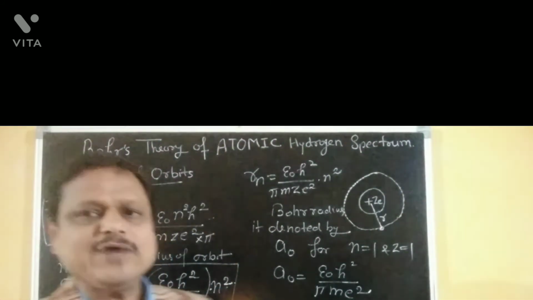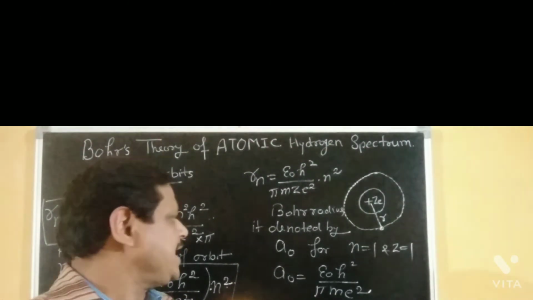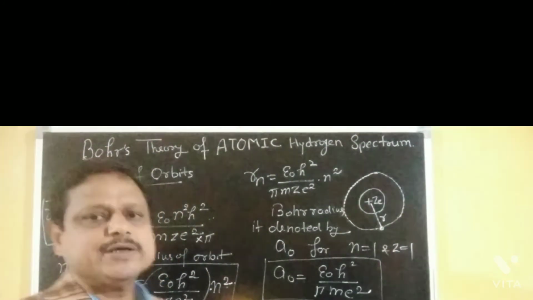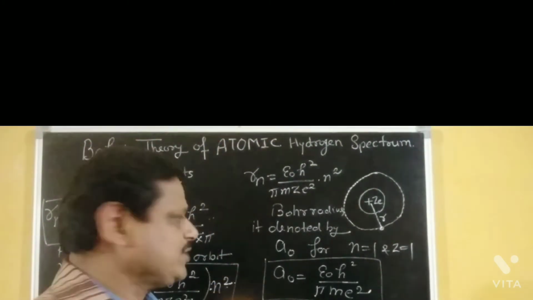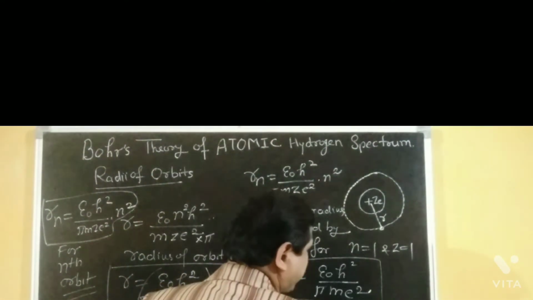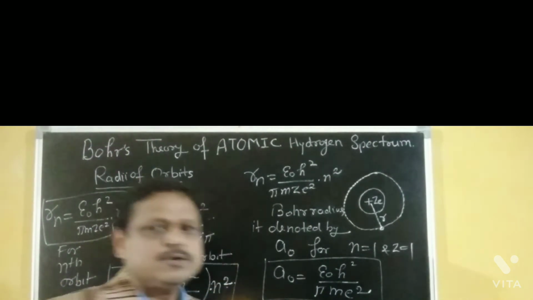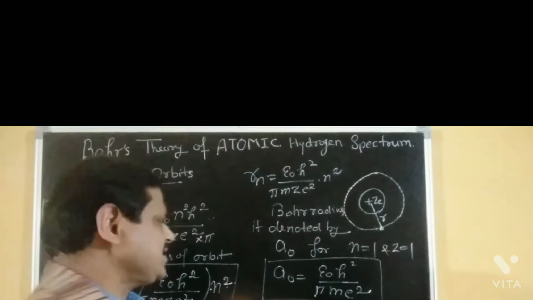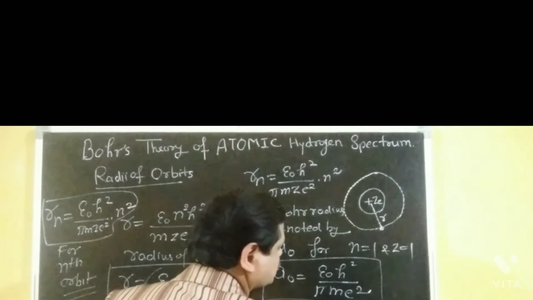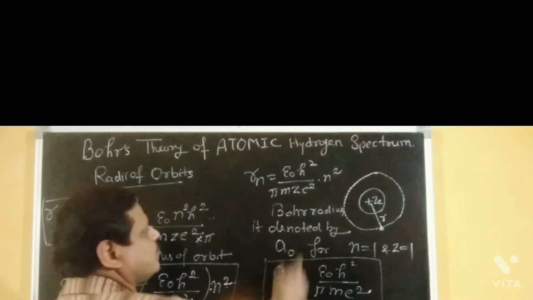By putting n equal to 1 and z equal to 1, we get a constant quantity. This is called Bohr's radius, and its value becomes 0.529 into 10 power minus 10 meter, approximately 0.529 angstrom. This is nothing but the Bohr's radius.